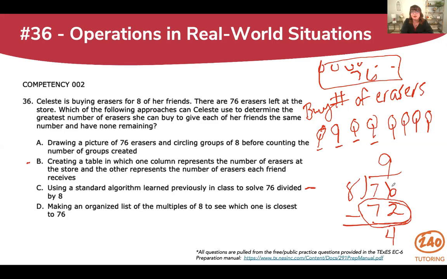Because if we're going to divide them up among 8 people equally, the most she could buy would be 72, because any more would leave some left over. So I want you to think about this. This one, we're looking at the number of groups created. That doesn't tell us how many she would buy. It tells us how many each person would get. That's why A is incorrect.